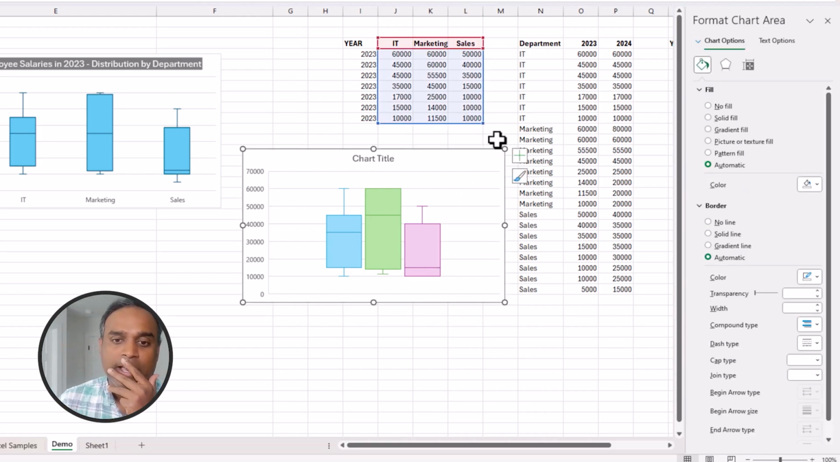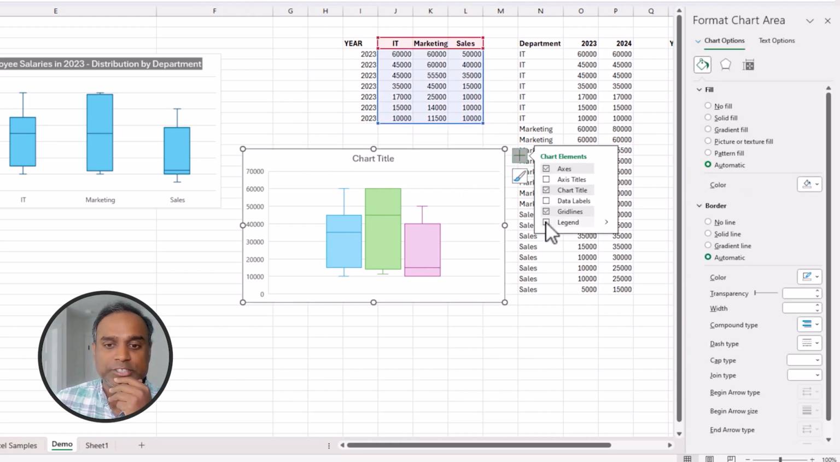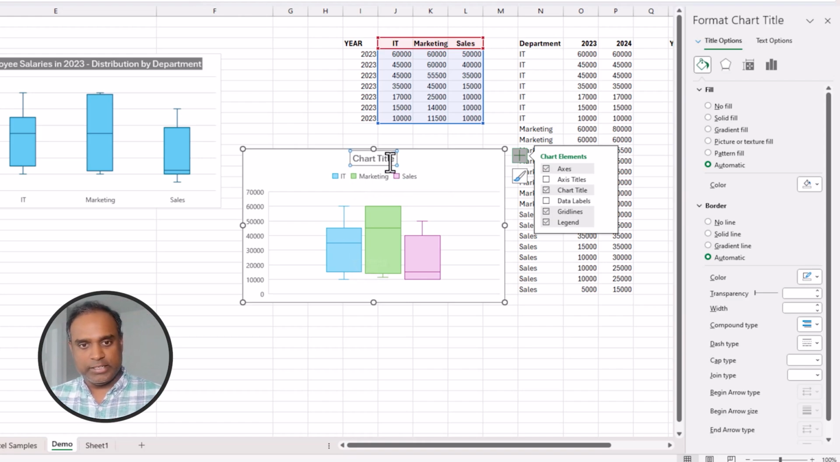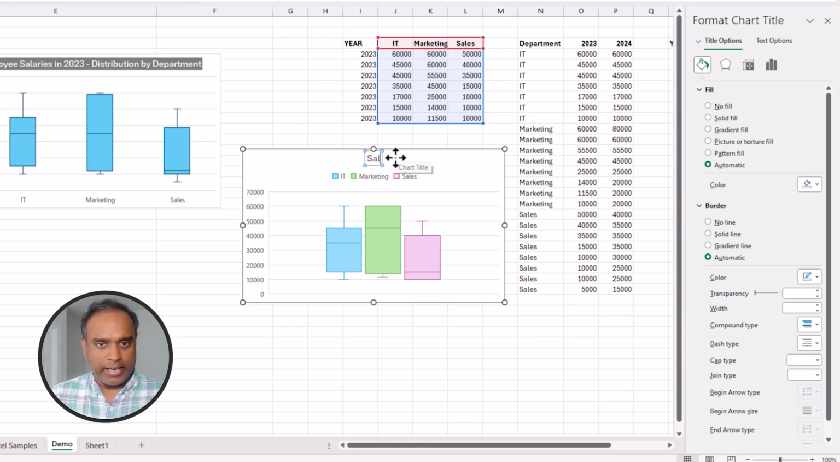Oh, important thing. I forgot the legend. Without the legend, this chart doesn't make sense at all. So you have to absolutely have the legend if you choose this method, where we have three series. So you have to bring the legend and say which series is what. So now it clearly tells us, IT, marketing, and sales. Again, salaries distribution by department. Right.